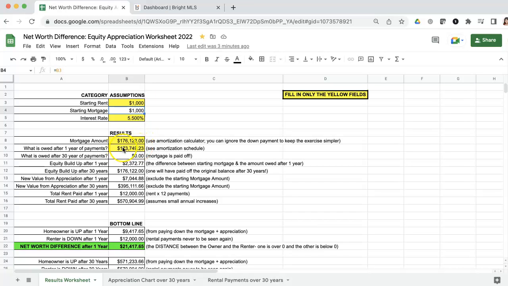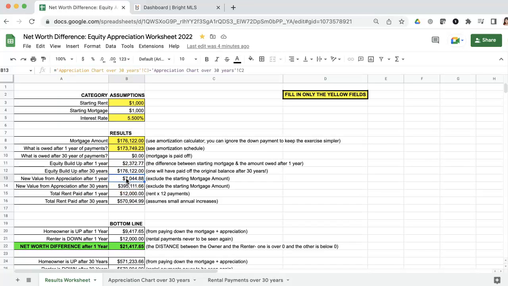What is owed after 1 year of payments? We're going to look at the yearly reports, and I'll show you how to find that out. What is owed after 30 years of payment? Well, after 30 years, you've paid off the full mortgage, so what is owed is 0. So the equity buildup after 1 year is the difference between the starting mortgage and the mortgage owed after 1 year. The equity buildup after 30 years is simply the original amount.